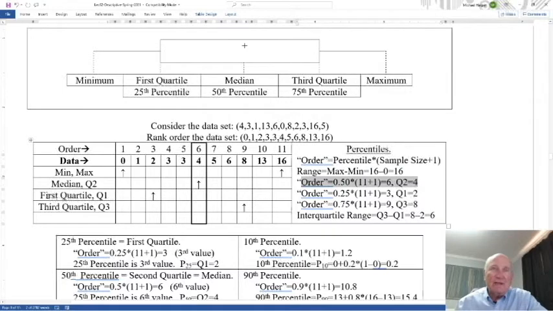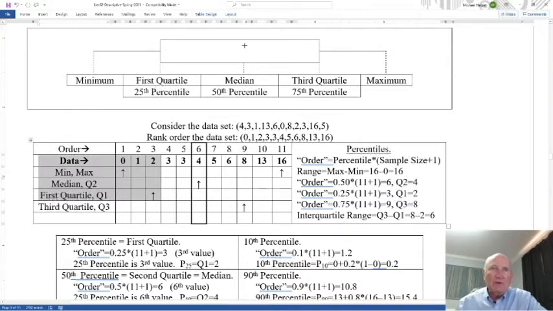Now I can do different percentiles. What about the first quartile, which is the 25th percentile? Well, 11 plus 1 is 12. One fourth of 12 is 3. The third number here is 2. So 2 becomes my first quartile. Boom, and there it is.